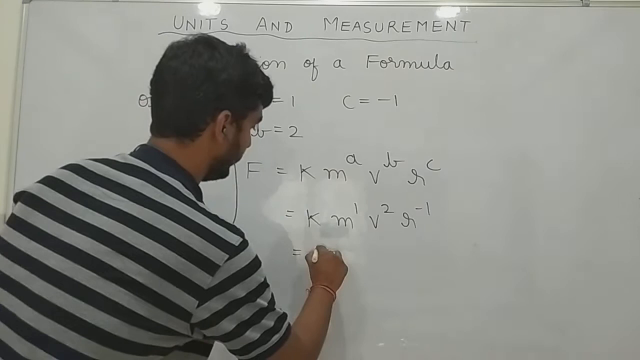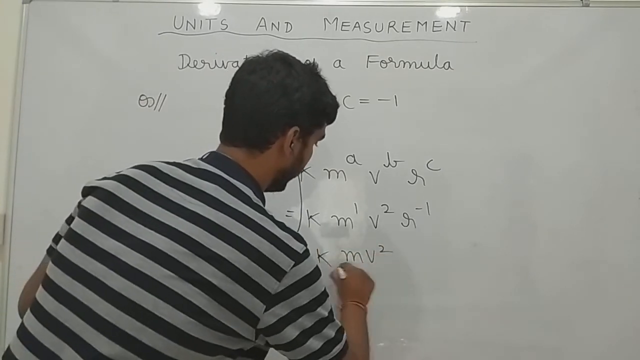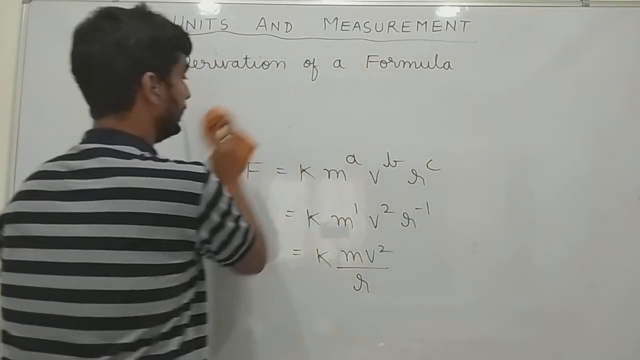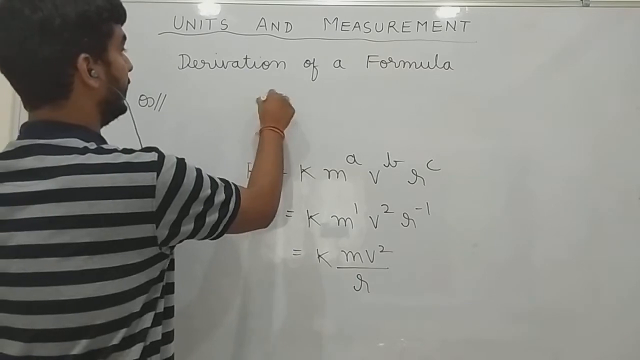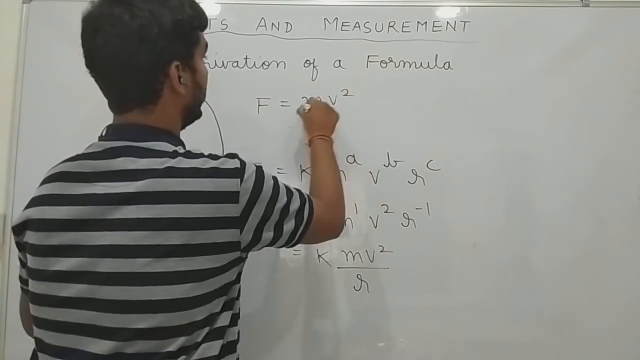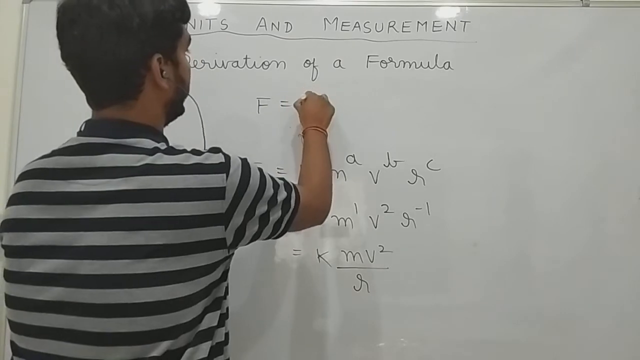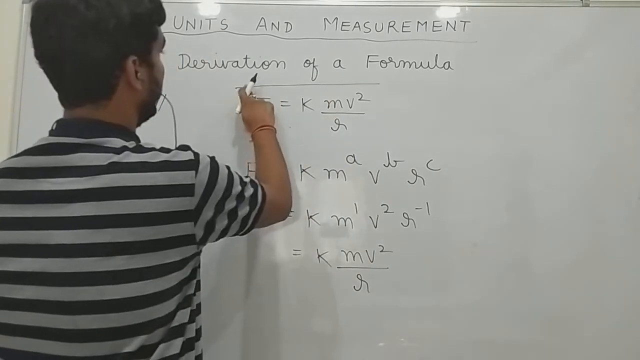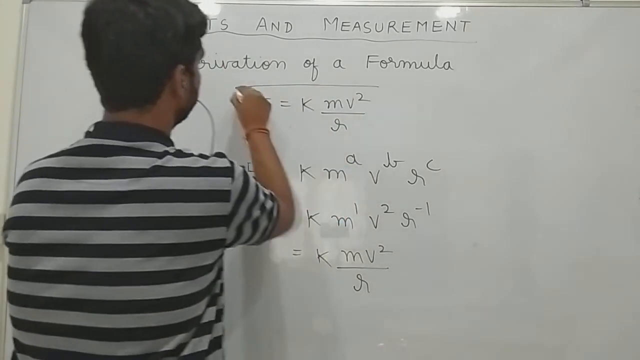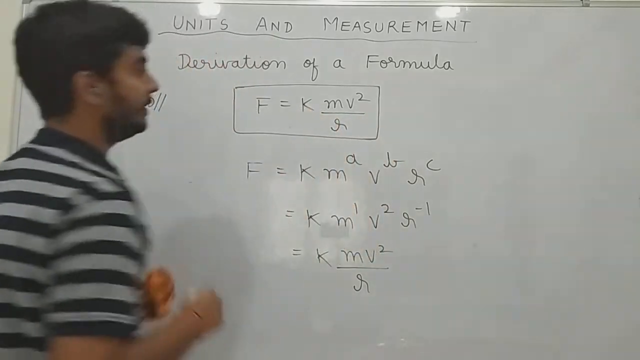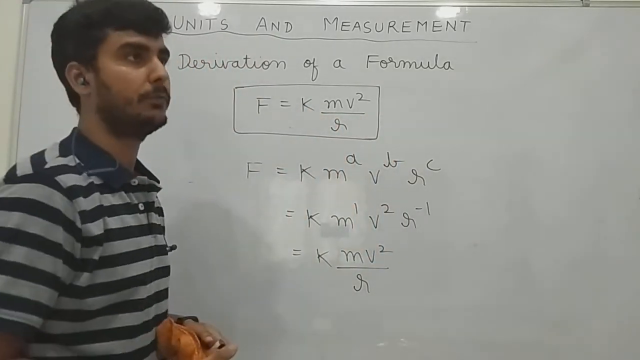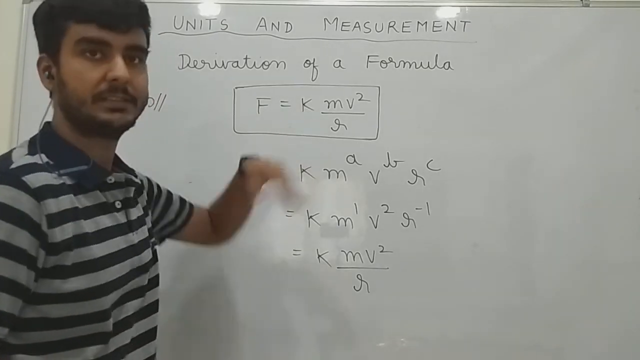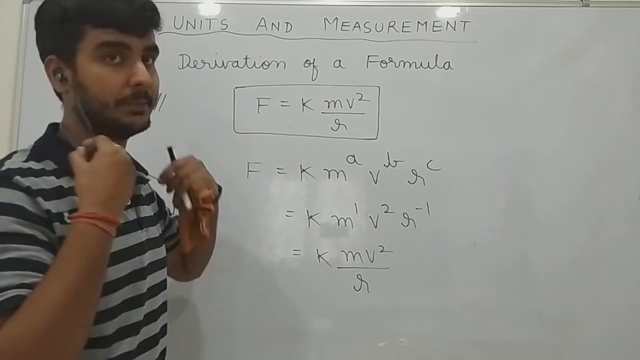So the formula comes out to be K into mv square by r. So this is the formula for centripetal force. Centripetal force is equal to K mv square by r. This is the formula we have got. Now in the question, this value of dimensionless constant K will be given to you so that you can find the actual formula. Because with the help of dimensional analysis, you cannot find this dimensionless constant. It is what you can say a limitation of dimensional analysis.